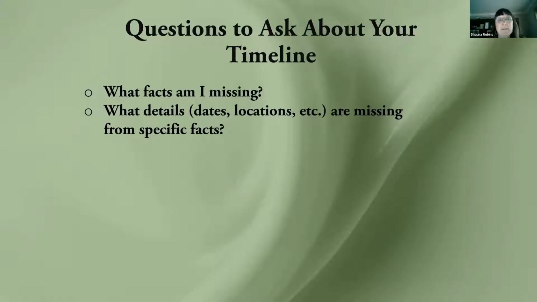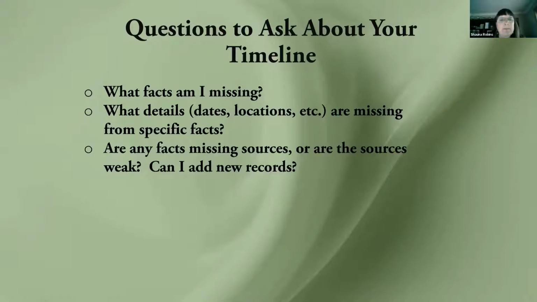What details are missing from specific facts? If you have a date but no location, or you have a location but no date, what is missing? Are there any facts missing? Are any facts missing sources? Or are the sources that they do have weak? And is it possible that you could find or add new records? Are there inconsistencies? For example, the move from England to Chile and dying there seems a little inconsistent with the pattern.